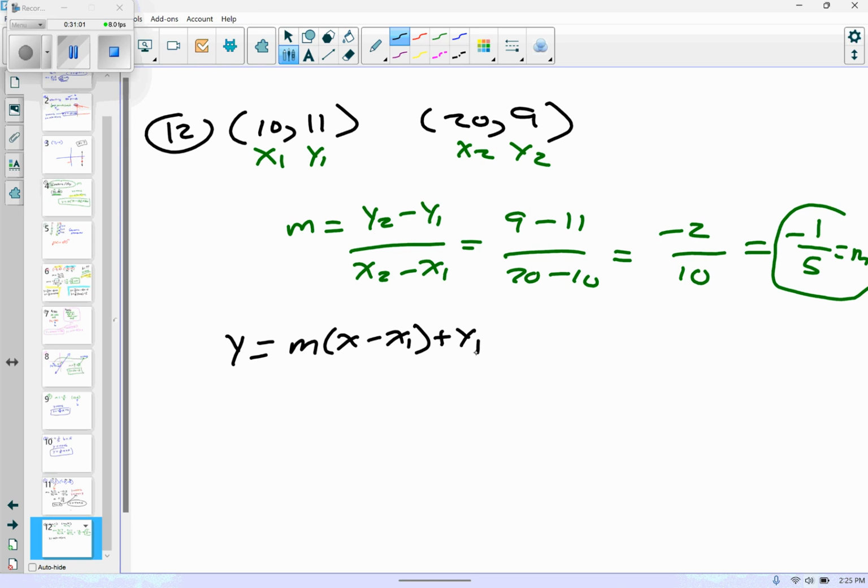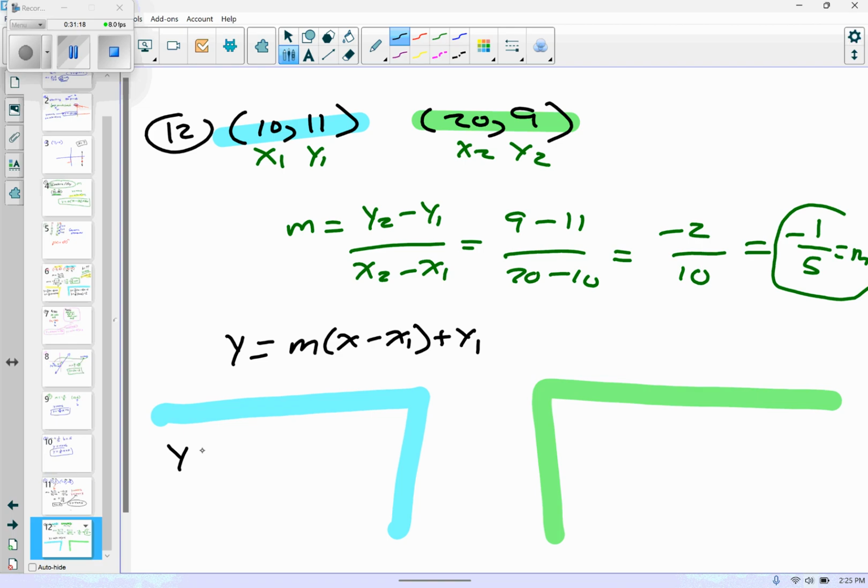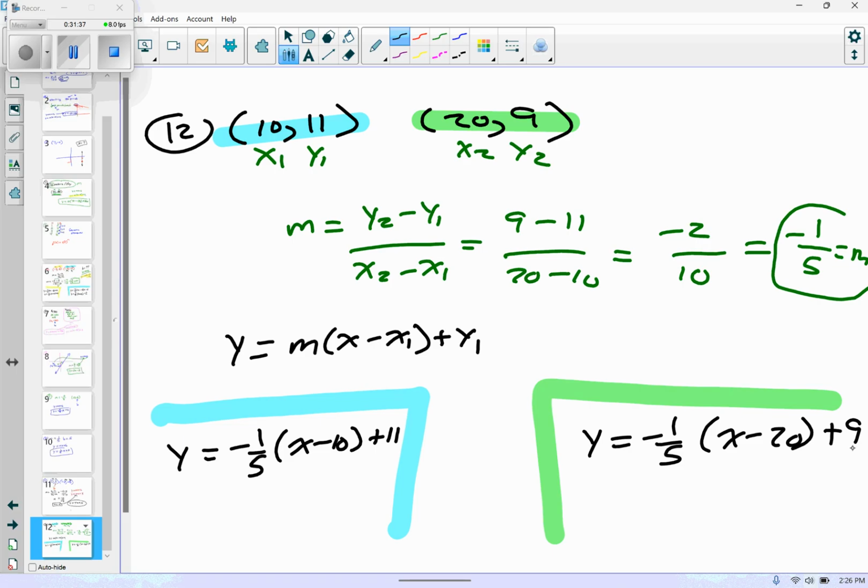And what's special about this equation, friends? It is sometimes confusing, but I can have two different answers, agree? So we have the blue answer here, we have the green answer here. All right, so I get y equals, we found the slope to be negative 1 over 5, and then I get x minus x1, so x minus 10 plus 11. Or, if I chose the other point, I could go y equals negative 1 over 5, x minus 20 plus 9. Again, friends, both answers are 100% correct.